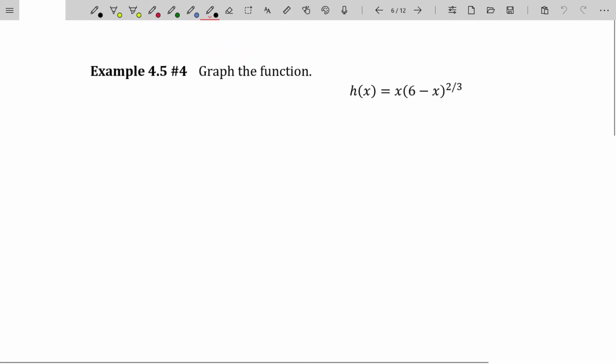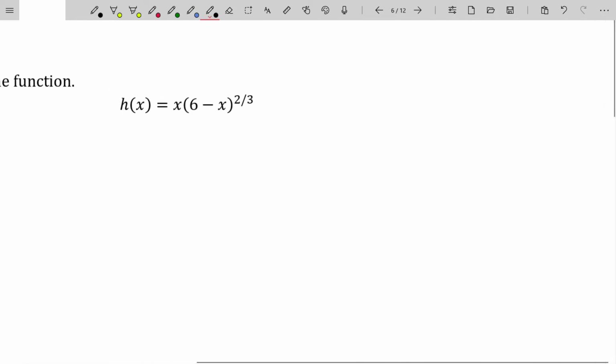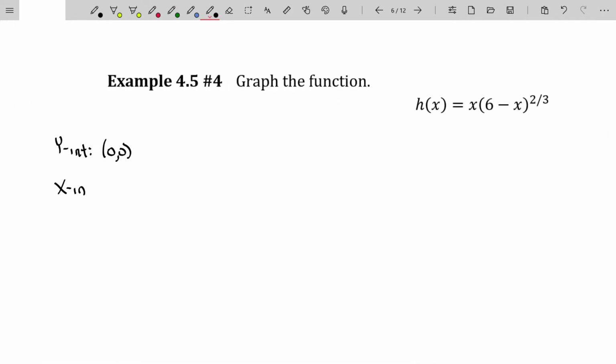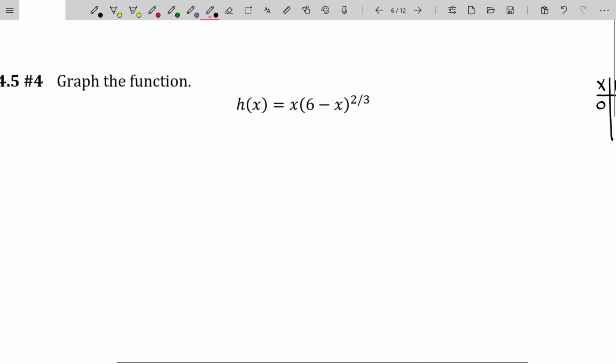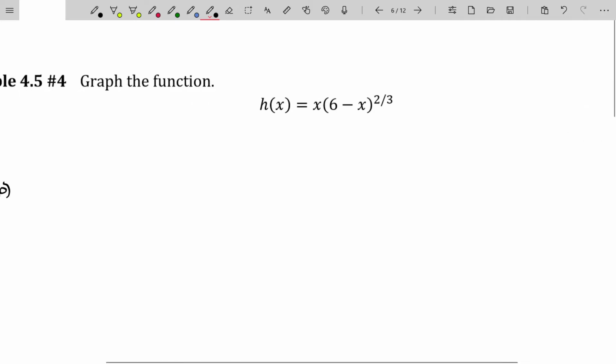Writing out everything we need, everything we learned from algebra 1, our y-intercept. If you let x equal 0, you get 0. So I'll start building my table of values, x versus h of x, and we have 0, 0. And then our x-intercepts. You can easily see just from the function, our function turns into 0 when you plug in x equals 0. It also turns into 0 when you plug in x equals 6. So I'll go ahead and write that second point there, 6, 0. Notice how you start kind of speeding your way through.